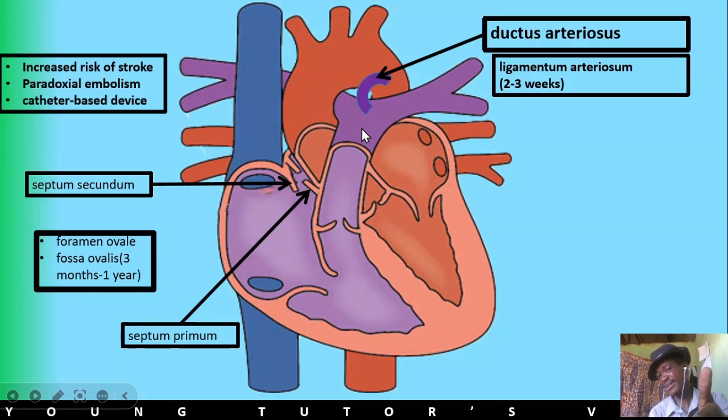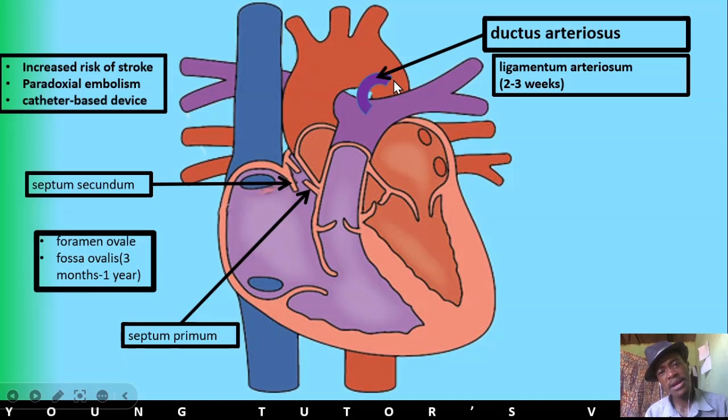So what happens when it doesn't close? Because we know that now pressure is high in the descending aorta, blood won't flow from the pulmonary trunk to the descending aorta. Here we have low pressure, high pressure there, so blood will flow backward, what we call the left to right shunting. So blood will be flowing from the descending aorta into the pulmonary trunk when this ductus arteriosus does not close.